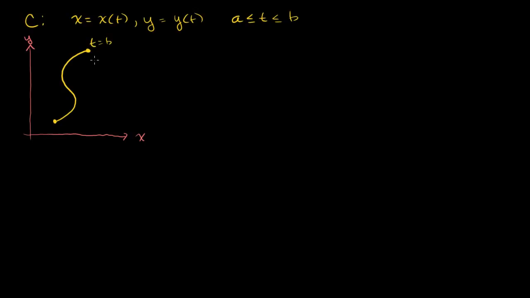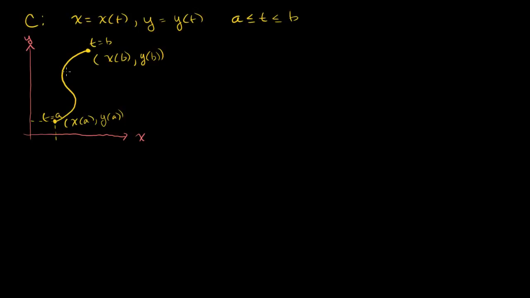This actual point right here will be x of b, that would be the x coordinate, and you evaluate the y function at b, y of b. And this is, of course, when t is equal to a. The actual coordinate in R2 on the Cartesian coordinates will be x of a, which is this right here, and then y of a, which is that right there. Now we've seen that before. That's just a standard way of describing a parametric equation or curve using two parametric equations.